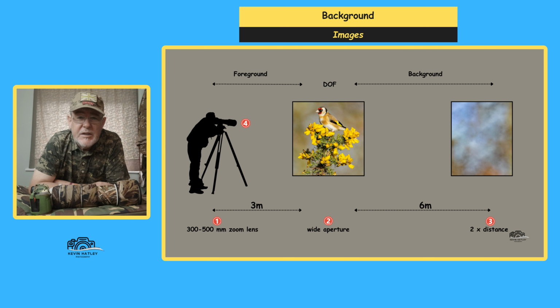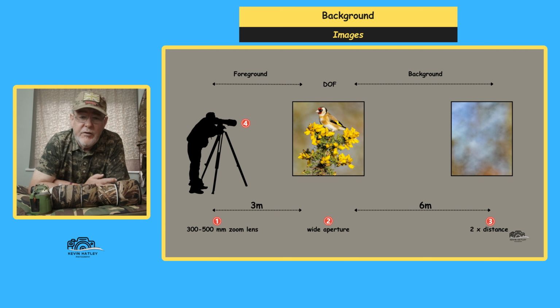What I want to do now is have a look at this diagram. What we're really after is a wide aperture, and you're looking for a telephoto lens in the range of between 300 and 500 millimeters in focal length. Now, it's important to keep the camera as parallel to the subject as possible.